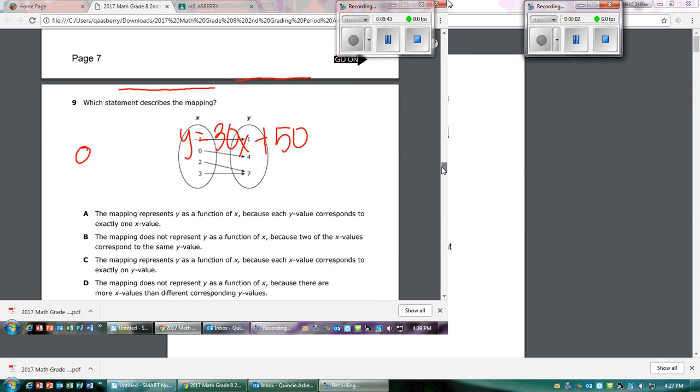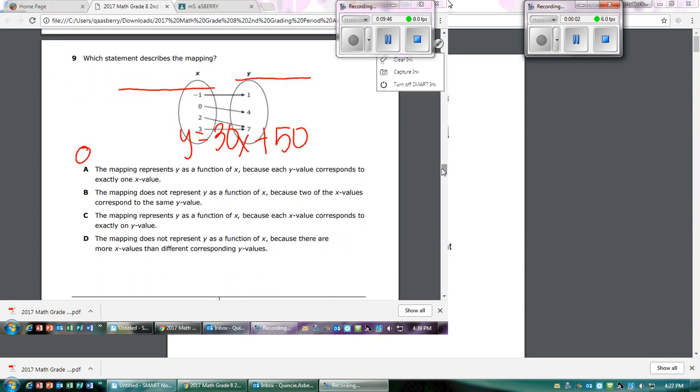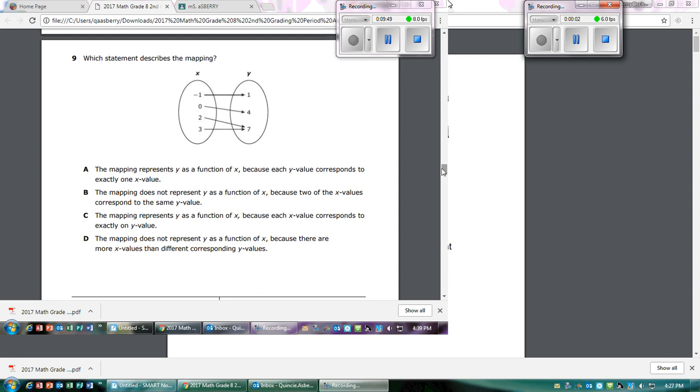Number 9. That's the fun one. So it's saying mapping. It wants to know, first let's decide, is this a function or is it not a function? So if I cover up my range, I'm looking at every domain or x value, and it only has one line coming from it. So therefore we know this is a function. Okay? So now we can always cross out the ones that say does not represent a function. This says does not, this says does not. So we're going to mark out B and D. And it says mapping represents y as a function of x because y value corresponds with exactly one value. Well, we're not really worried about the y, we're only worried about the x, so it's not A.